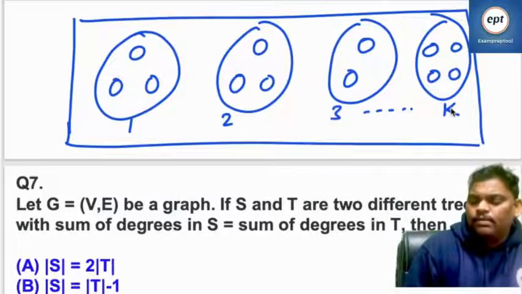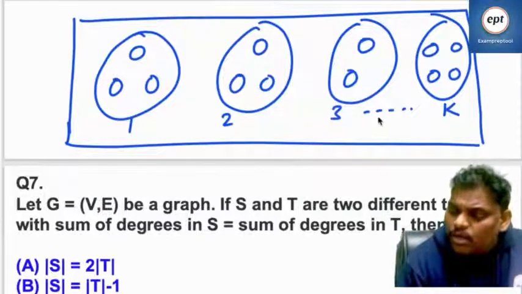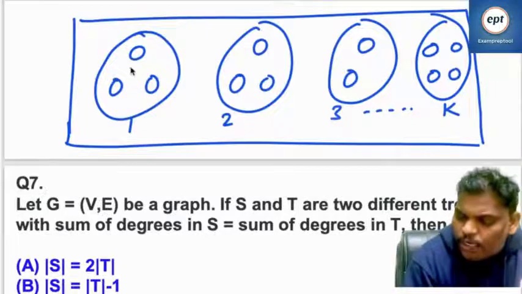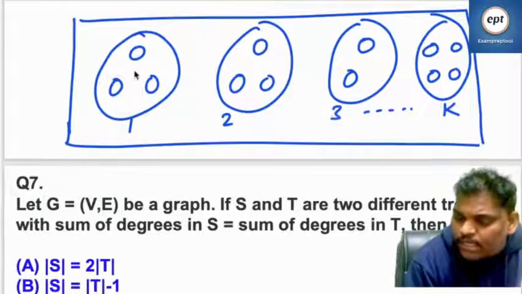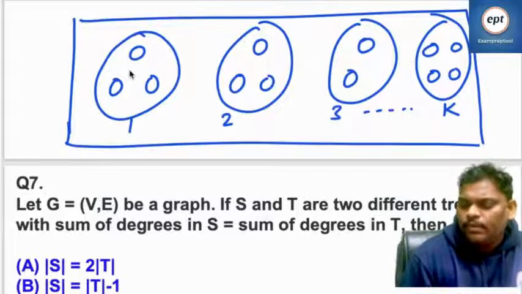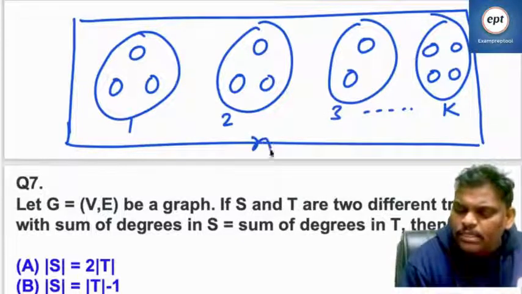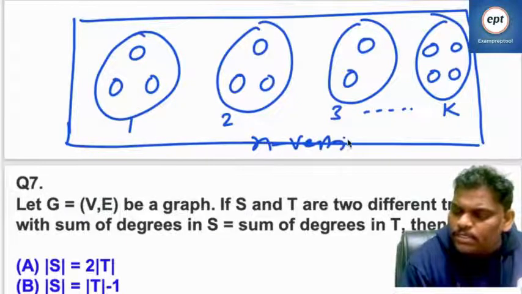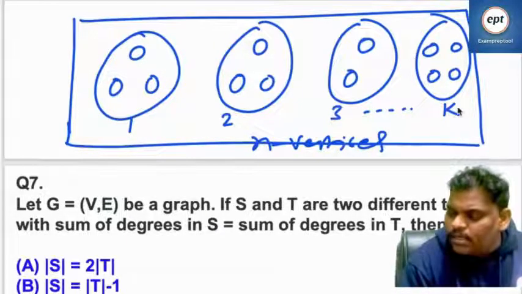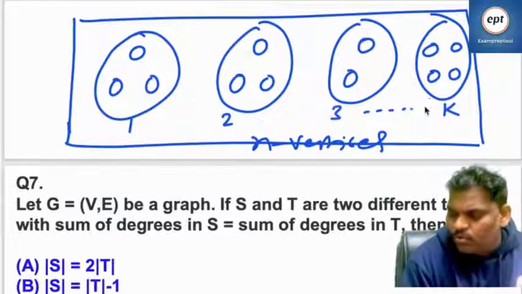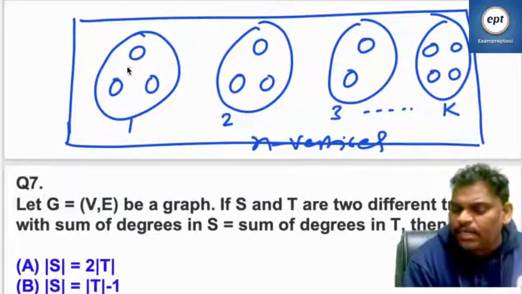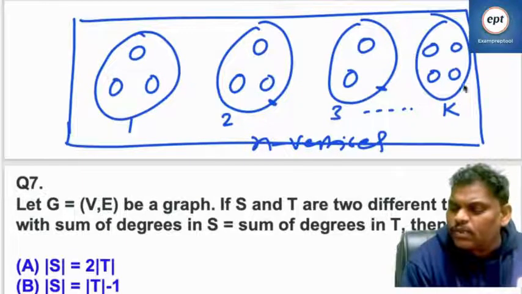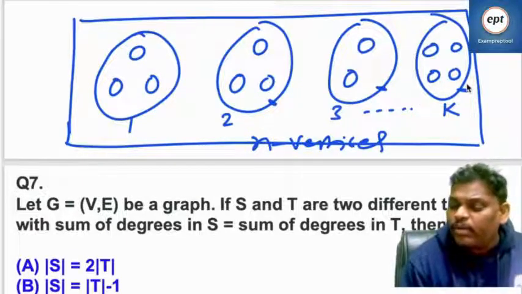And one more thing, listen everyone: when you say component, a component is a connected one. A maximal subgraph which is connected is known as a component. Total n vertices and k components, and nowhere is a forest mentioned. Remember, a component is a connected graph.